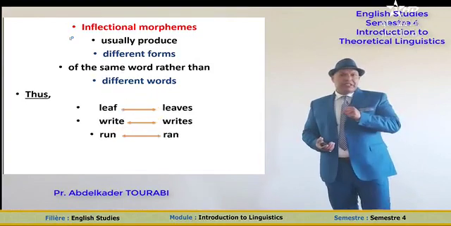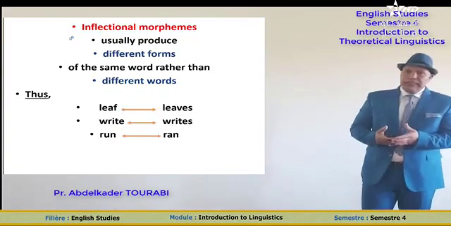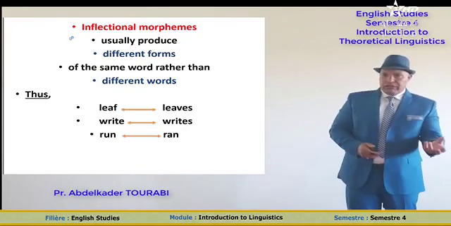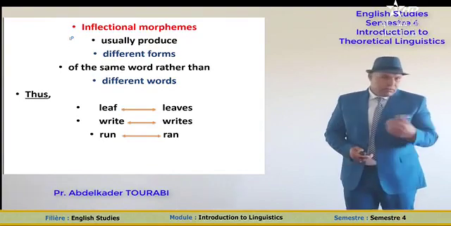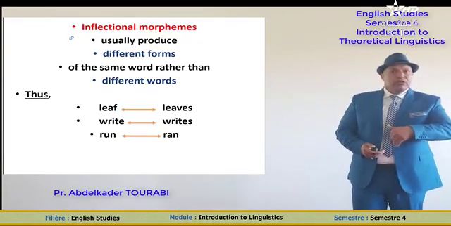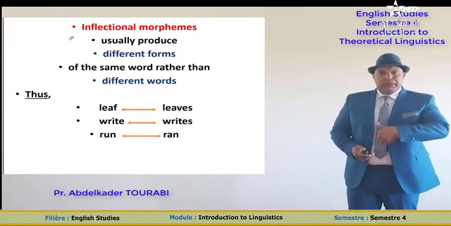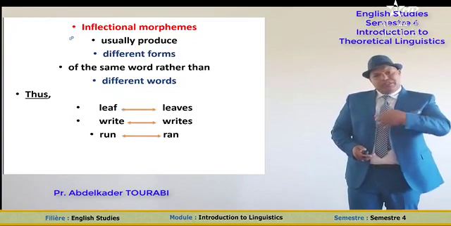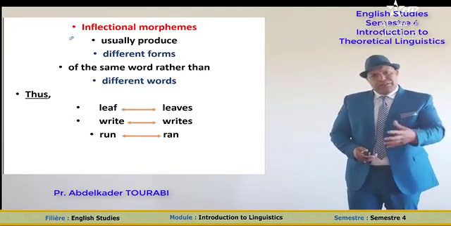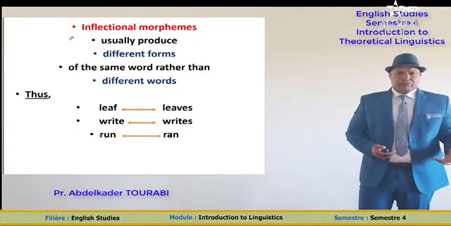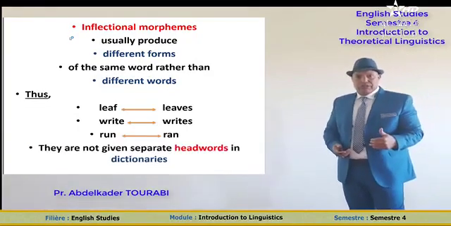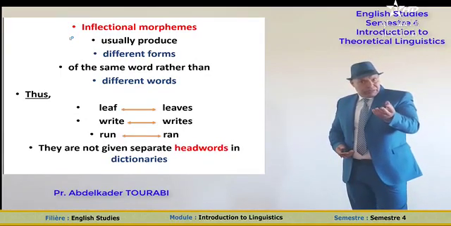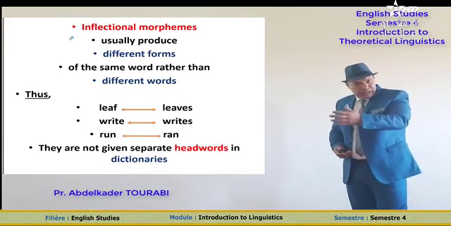For example, the singular leaf has the plural leaves. Write, writes. Run, runs. We get a different form, but we don't get different words. They are not given as separate words in the dictionary. If you go, for example, to look for the word leaf, you find leaves with it.